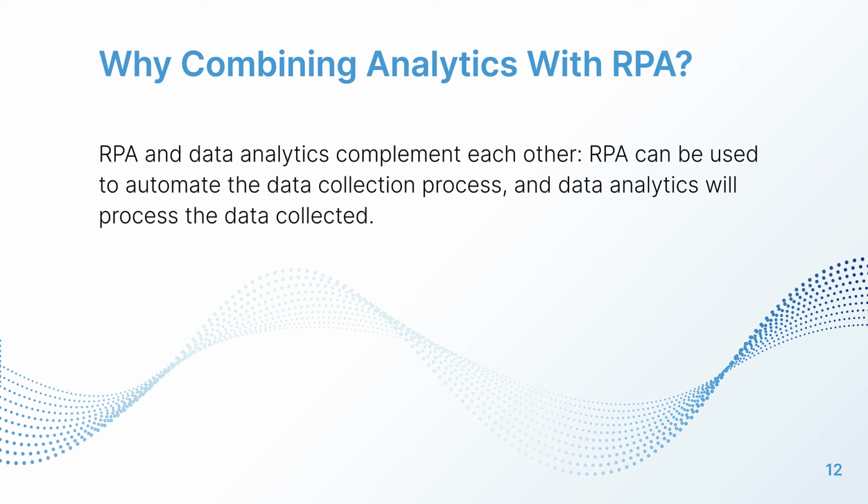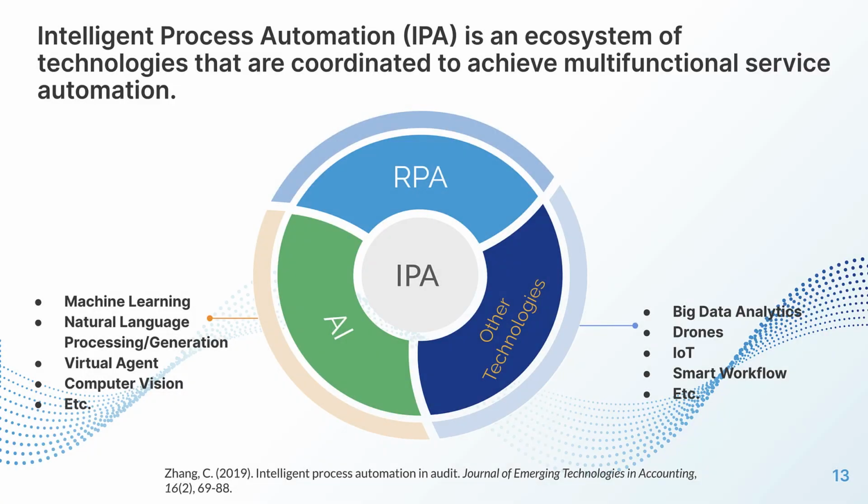The combination of RPA and data analytics is similar to that of combining RPA with AI, because each of these technologies complement each other and form an ecosystem of technologies that can achieve multifunctional service automation. And the combination of RPA, AI, and other technologies, including big data analytics, is called intelligent process automation.